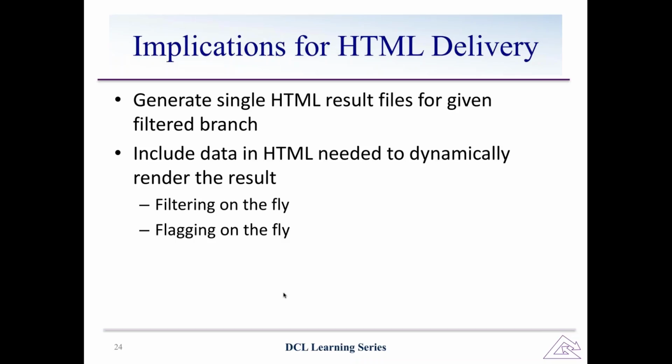I would like to generate a single HTML result for a topic that's used in multiple filtering branches, where that single HTML result reflects all the contributions from all the different branches, right? In that HTML, I need to include additional information, whether it's JavaScript or metadata or attribute values, whatever, that allow me to dynamically render the results on the fly, right? So I need to be able to filter on the fly. I need to be able to flag on the fly.